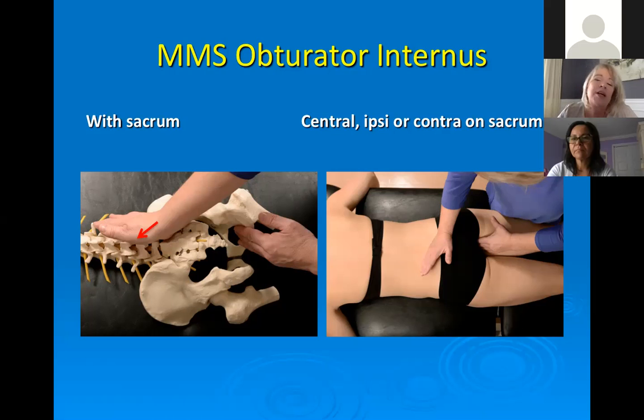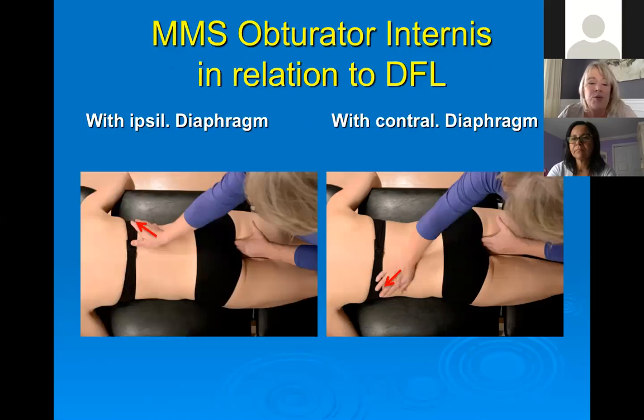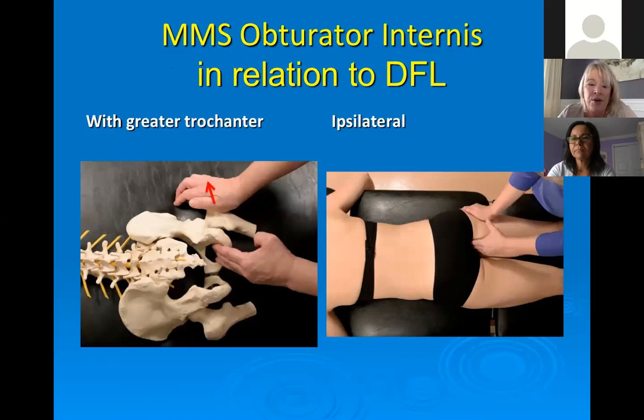So you can explore it in relation to the sacrum. You can explore it in terms of the ipsilateral or the contralateral diaphragm, again, looking for that immediate tension between the two hands. You can look at the central diaphragm as well. And you can also go explore it in relation to the greater trochanter, either the same side, and I would even add opposite greater trochanter, if you remember that whole sling that I was explaining to you. And that's how you work it.